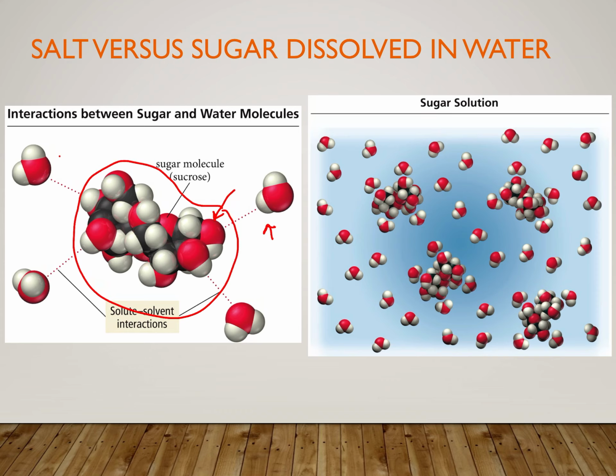Same thing here, if we have our partial negative oxygen, it will orient itself toward a partial positive hydrogen. But again, it's not breaking apart into individual pieces, and as you look over in this picture on the right, the sugar molecules stay together because it's a covalently bound molecule, whereas ionic compounds will break into their individual ions. So that's how these two substances differ when they are being dissolved in water.